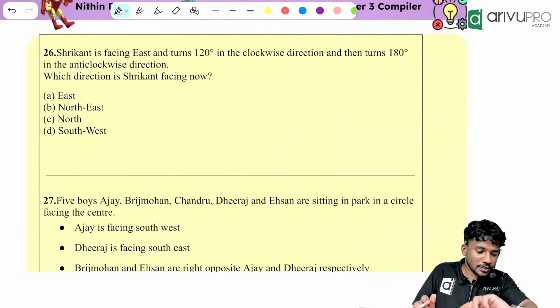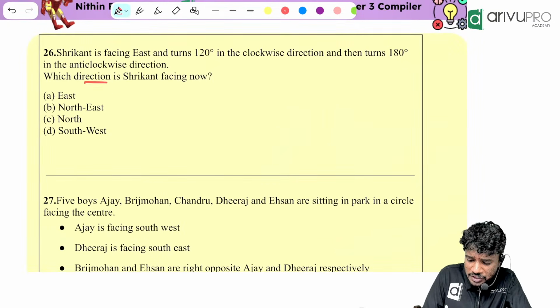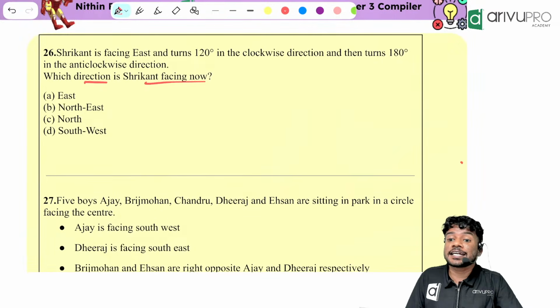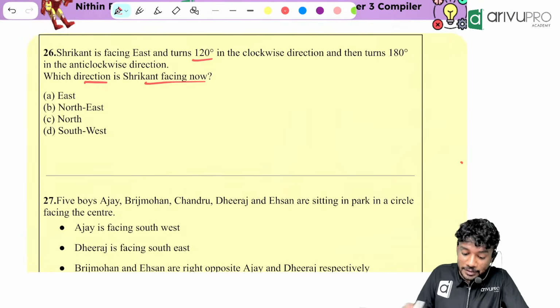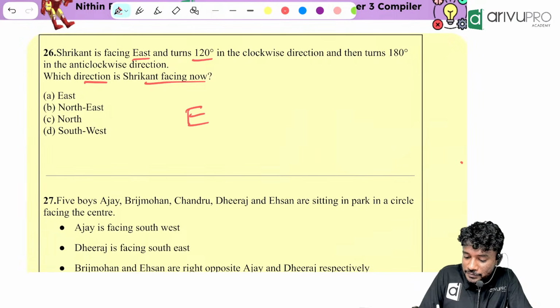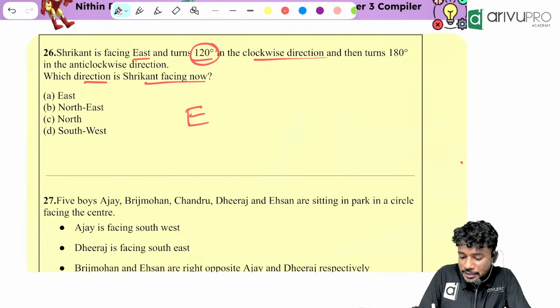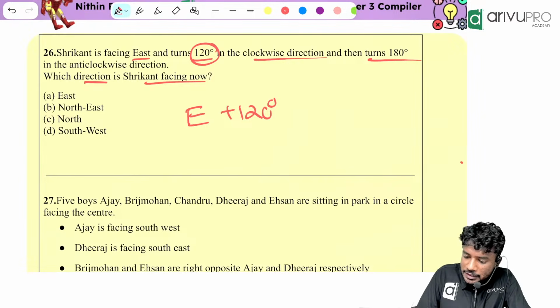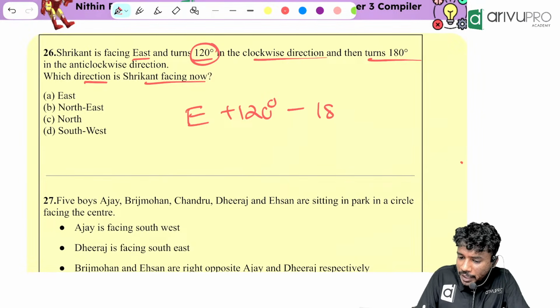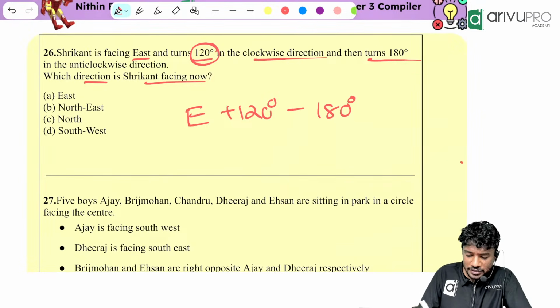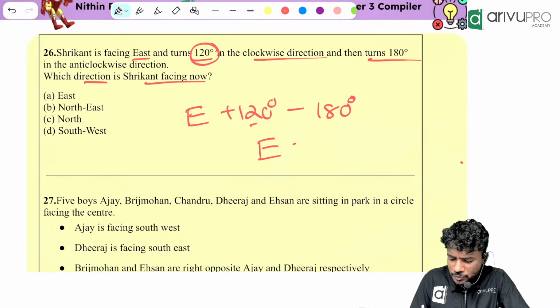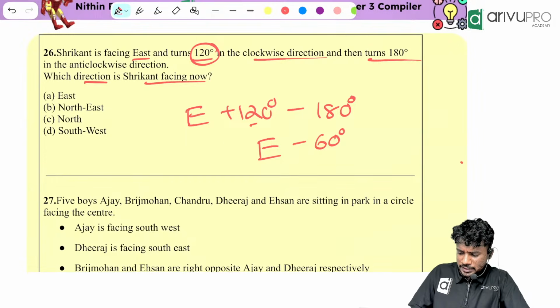Next one, the 26th. We need to know which direction Srikanth is facing now. Second type, direction based on angular turn. Srikanth is facing east. 120 degree in the clockwise, that means plus 120. Then turns 180 in the anti-clockwise, minus 180. Then Srikanth is facing in which direction now is the question? East. 120 minus 180 is how much? Minus 60.